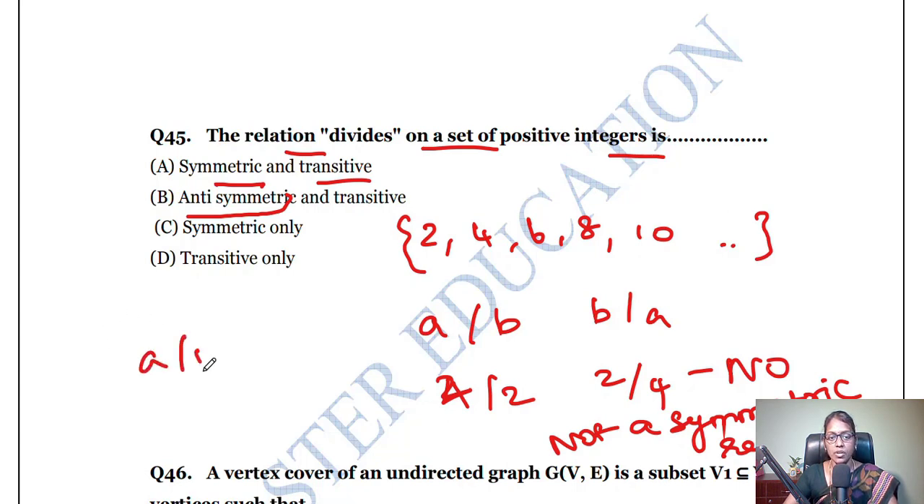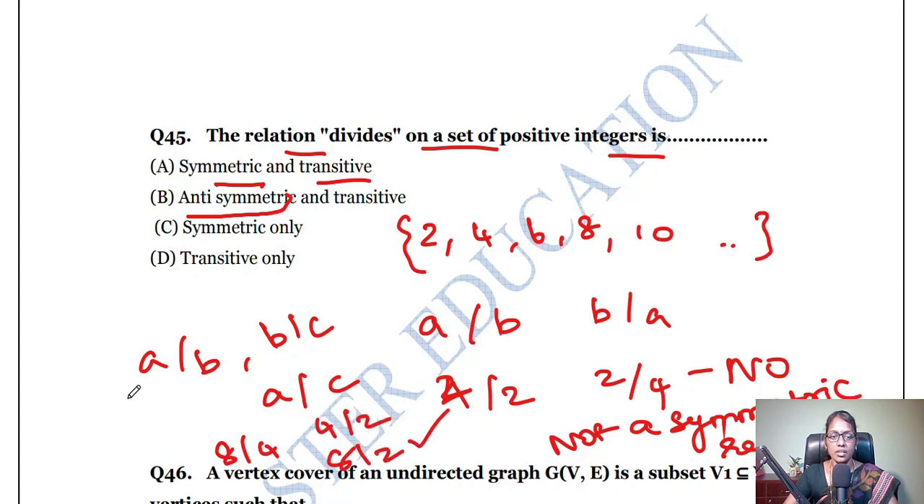If a divides b and b divides c, then a should divide c. For example, 8 is divisible by 4 and 4 is divisible by 2, so 8 is divisible by 2, correct. So it is a transitive relation. So the relation divides on a set of positive integers is antisymmetric and transitive, is the answer.